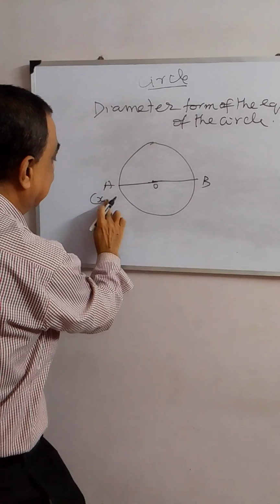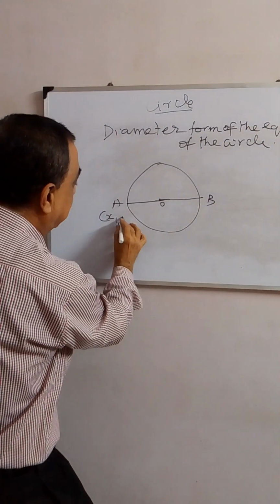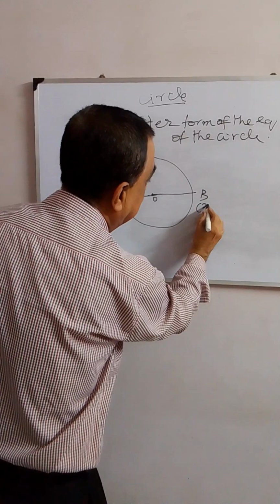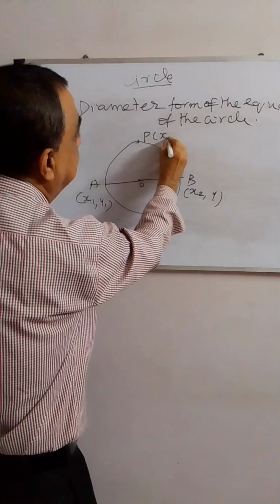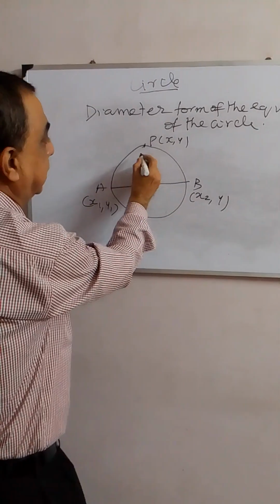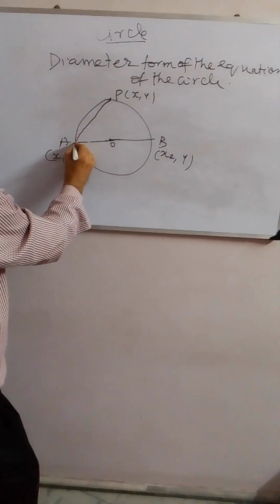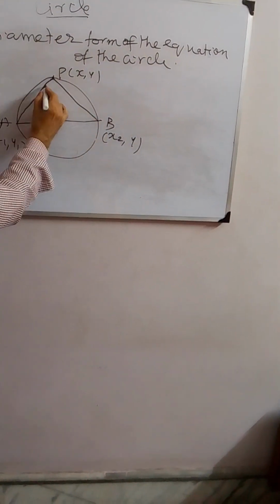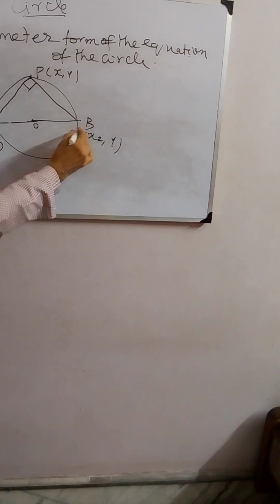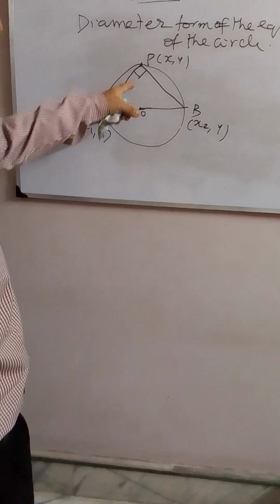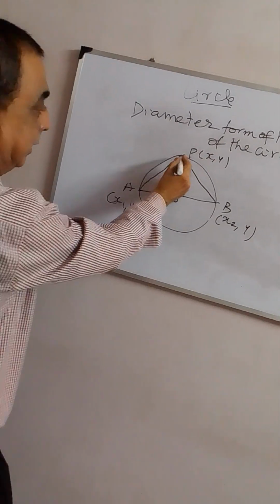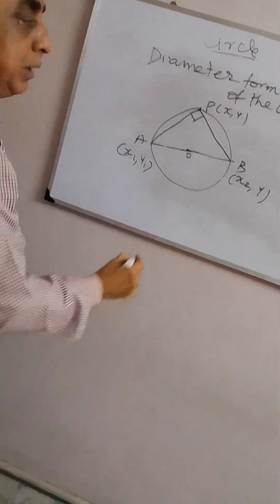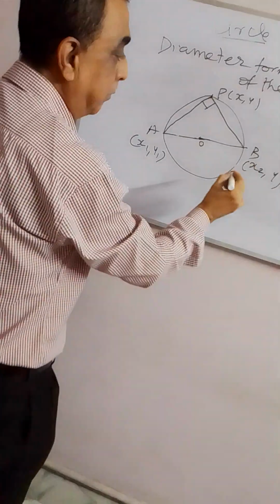Suppose the coordinates of A are (x1, y1), and the coordinates of B are (x2, y2), and P is any point on the circle. Suppose the coordinates I am taking are (x, y). So if I join PA and PB, what will be the angle APB? Angle APB will be 90 degrees because any angle in a semicircle is 90 degrees, as you know. So the slope of PA multiplied by the slope of PB will be minus 1.